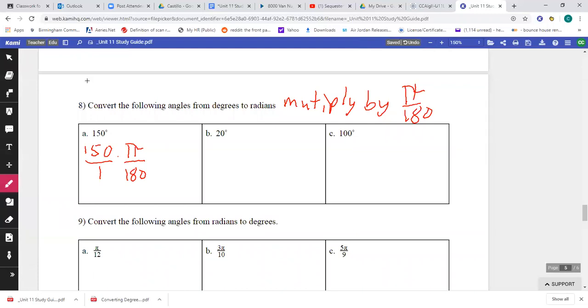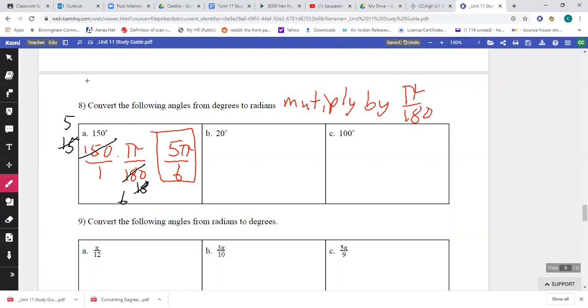I have 150 and I have 180, right? So you just think to yourself, they both end in a 0, so I could divide by 10. That becomes 15 and that becomes 18. And now you just keep simplifying what goes into 15 and what goes into 18. 3 goes into 15 5 times, and 3 goes into 18 6 times. So your final answer here should be 5 pi over 6, because on the top it's 5 times pi, and on the bottom it's 1 times 6. That was just this week's lesson.